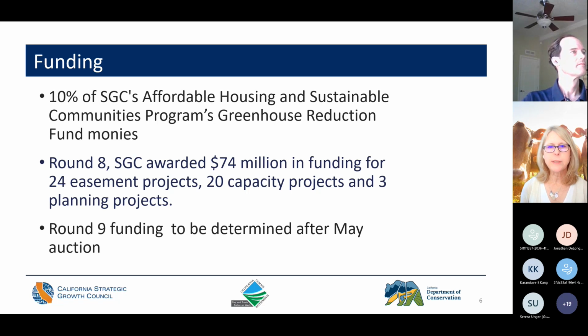So funding, where does the funding come from? So the SALC program will award an amount equal to 10% of the auction proceeds available from the 20% continuously appropriated to the California Strategic Growth Council for the Affordable Housing and Sustainable Communities program. The funding comes from the Greenhouse Gas Reduction Fund.